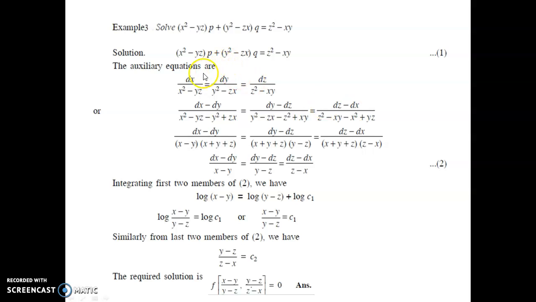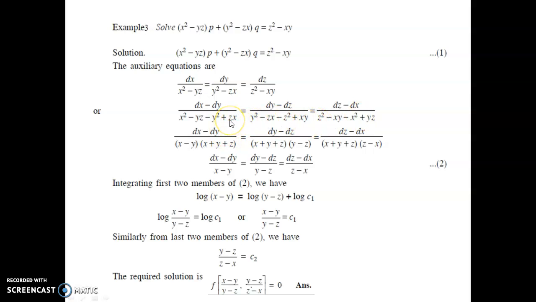Note that because these three fractions are equal, whatever operation we apply on the numerators and the same operation on the denominators, the resulting fractions will again be equal. For example, this will be equal to this and this equal to this, because all of these have been obtained from these three parts. So even after applying these operations, the things will be equal. But why are we doing so?